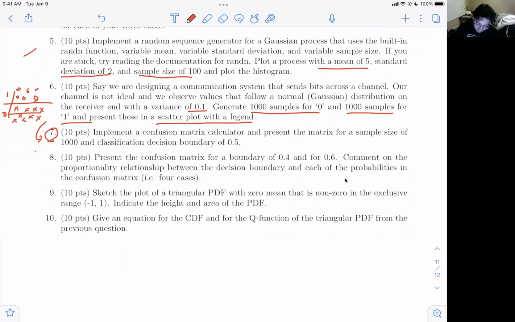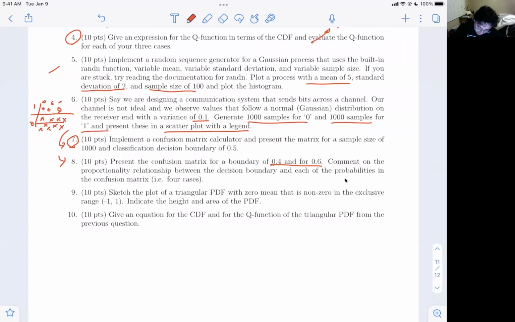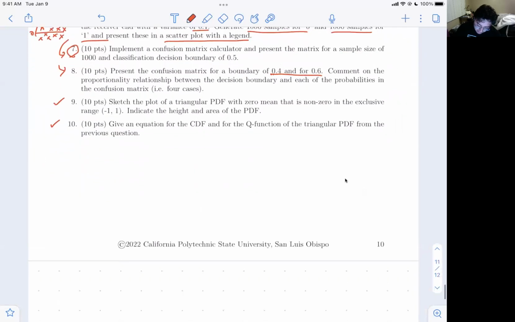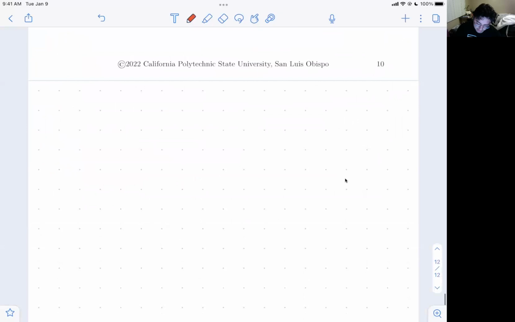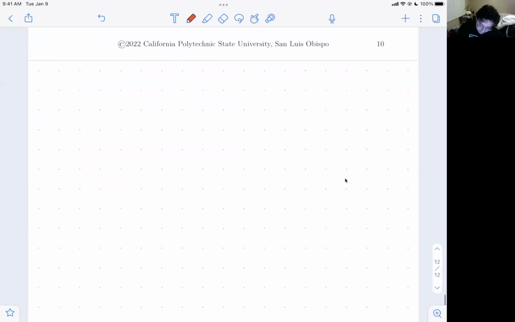And then for number 8, this is also kind of a continuation off of number 6. So you move the decision boundary to 0.4 and 0.6. And then you just do the same problem as number 7. Basically, you present the confusion matrix. And then I think these two were fairly straightforward as well. I'll just go ahead and talk more about the idea of the confusion matrix.